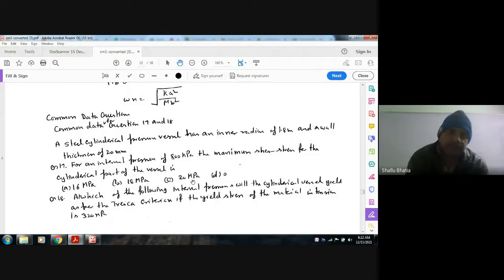common data question for 17 and 18. A steel cylindrical pressure vessel has an inner radius of 1.8 meter and a wall thickness of 20 mm. Question number 17. For an internal pressure of 800 kPa, the maximum shear stress for the cylindrical part of the vessel is A, 16 MPa; B, 18 MPa; C, 20 MPa; D, 0.